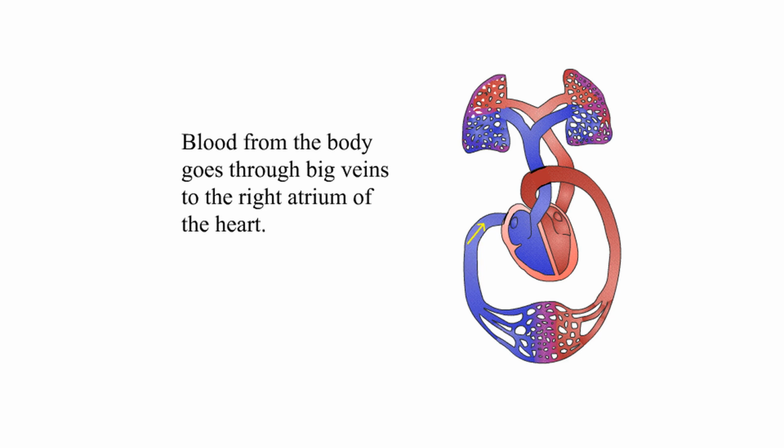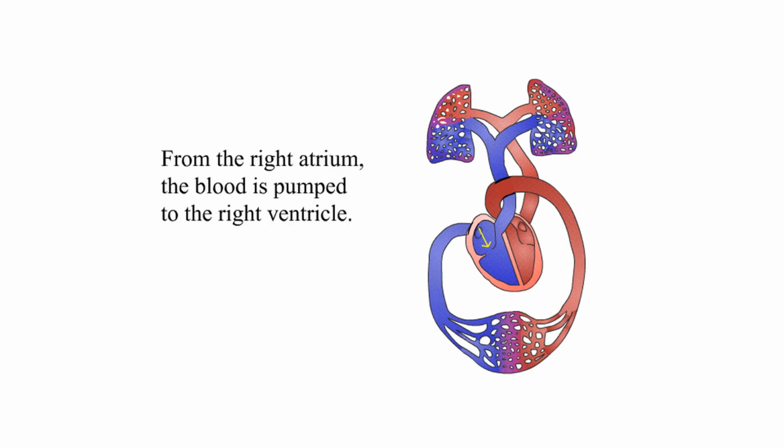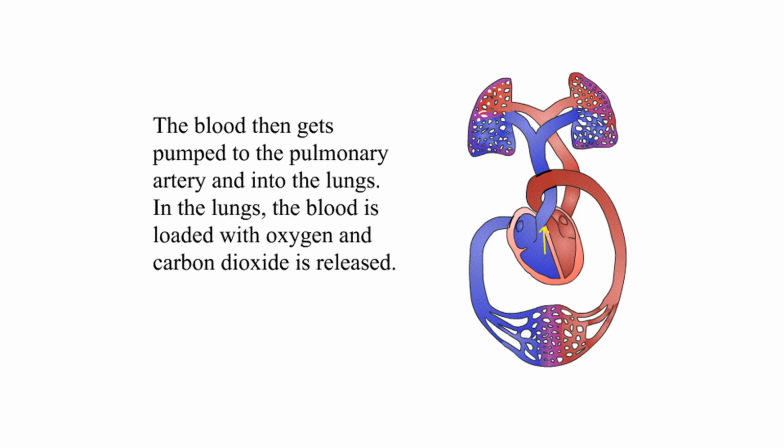Blood from the body goes through big veins to the right atrium of the heart. From the right atrium, the blood is pumped to the right ventricle. The blood then gets pumped to the pulmonary artery and into the lungs. In the lungs, the blood is loaded with oxygen and carbon dioxide is released.